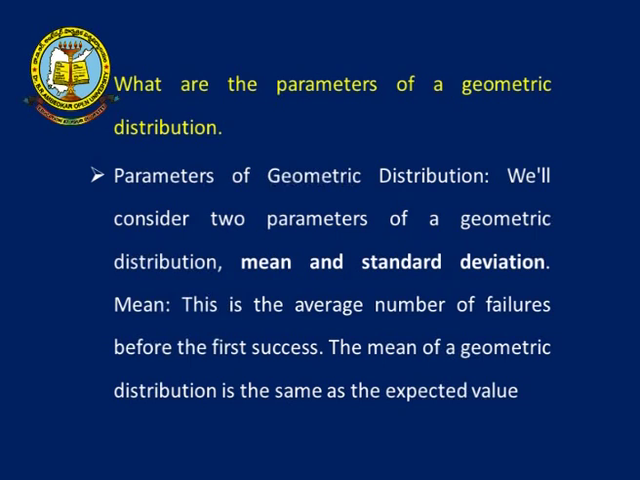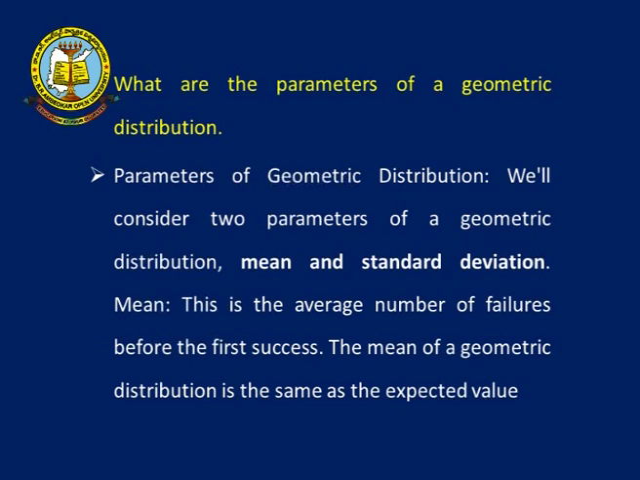We will consider two parameters of the geometric distribution: mean and standard deviation. What is the mean? In general, suppose we are given 10 numbers, we can sum them and divide by 10. This is the average number of failures before the first success. The mean of the geometric distribution is the same as the expected value.